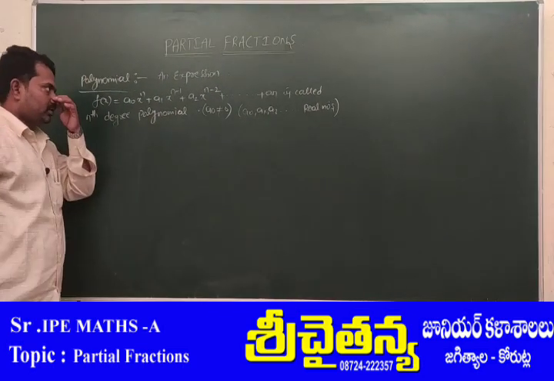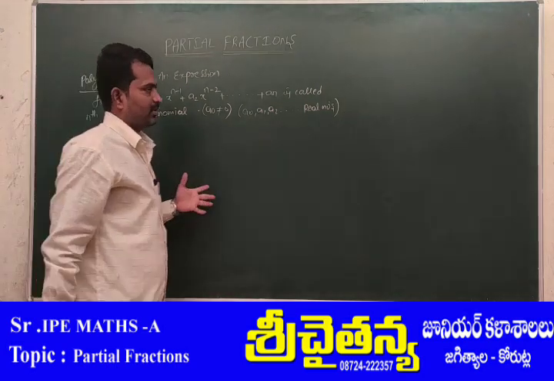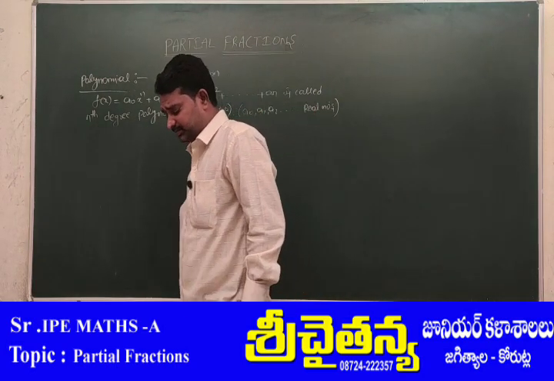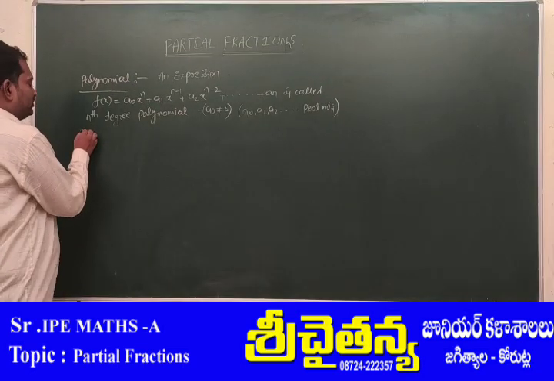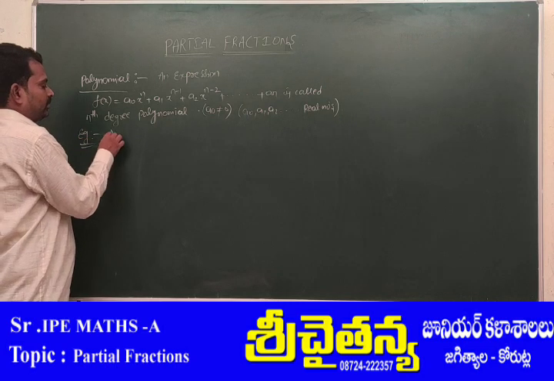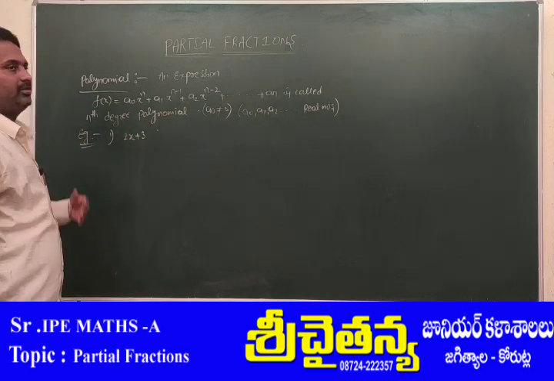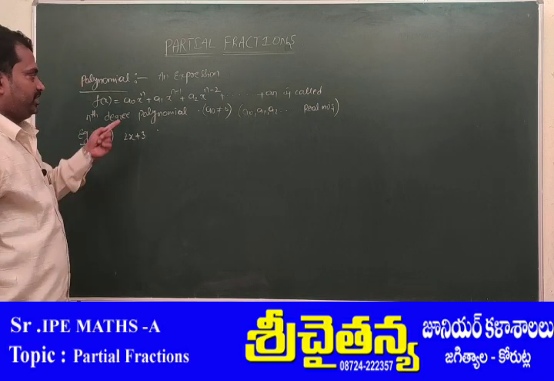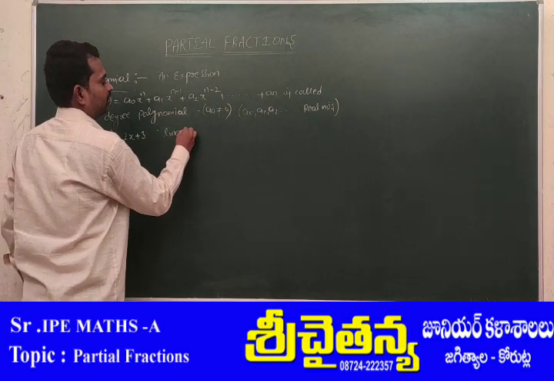This is the definition. What are examples of polynomials? The first one is 2x plus 3. What is the degree of this polynomial? This is a polynomial in only one variable. This is a linear polynomial.